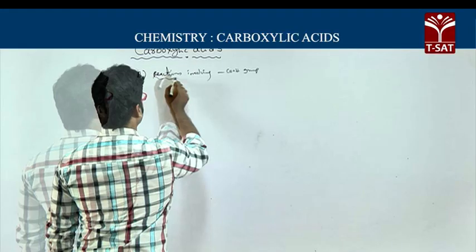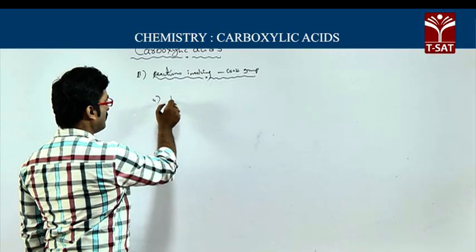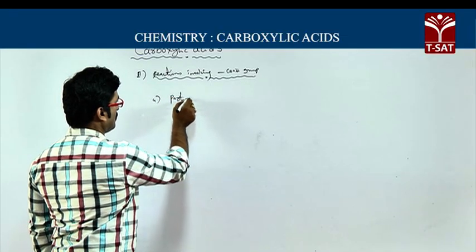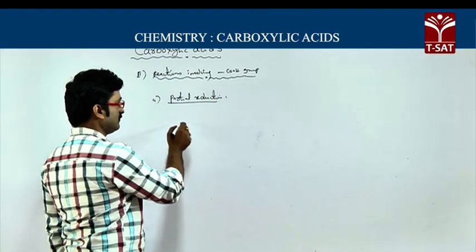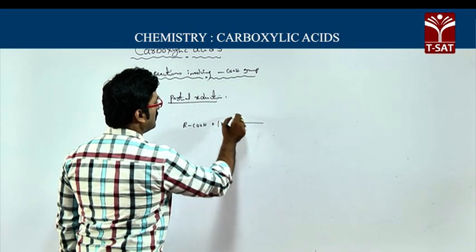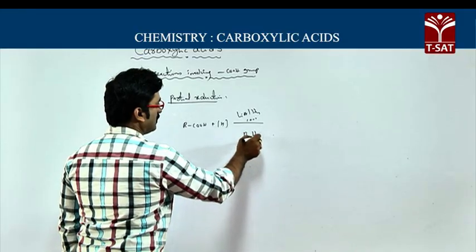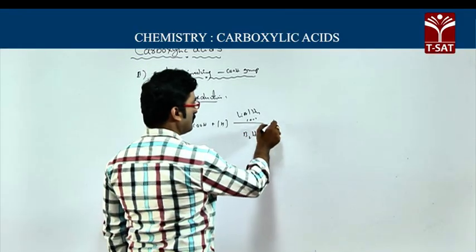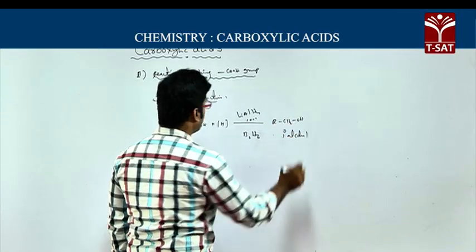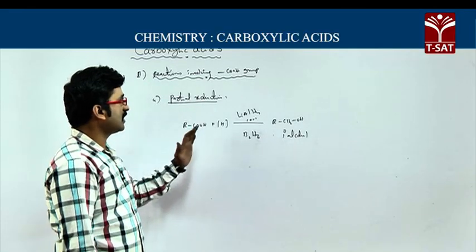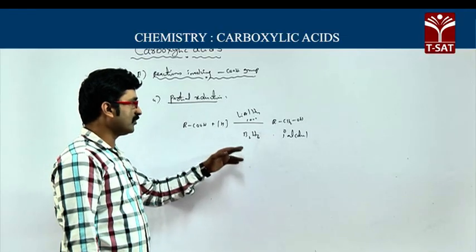Reactions involving the third type of reactions. In that, the first one is partial reduction. Carboxylic acids on partial reduction using lithium aluminum hydride or B2H6 diborane give alcohols. You get primary alcohols.